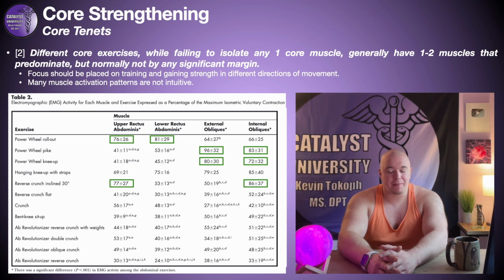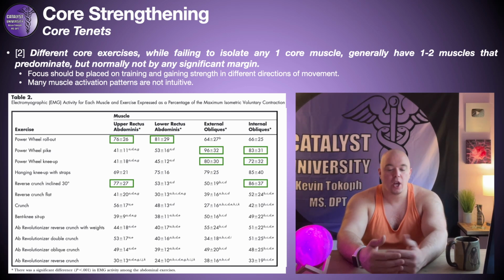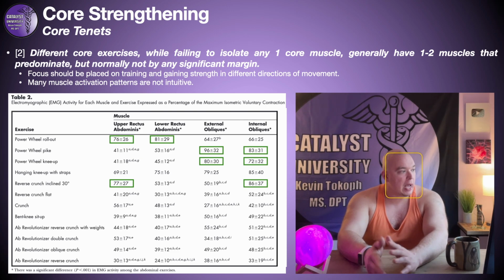That's quite interesting, because if we were to base this totally off of what a textbook tells us, that the rectus abdominis is involved in lumbar flexion, obliques are more involved in side bending and rotation, well then these power wheel exercises like the rollout and pike, these should be more rectus abdominis, because there's no side bending, there's no rotation, but that's not what we see in practice. So don't rely totally on what you learned in anatomy.